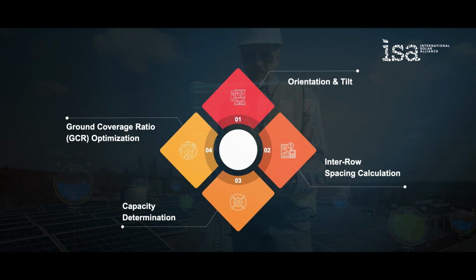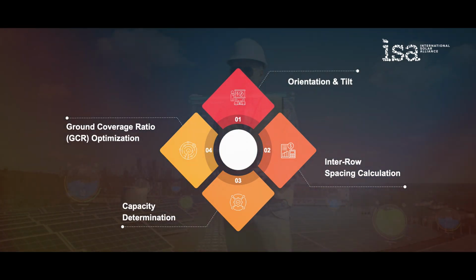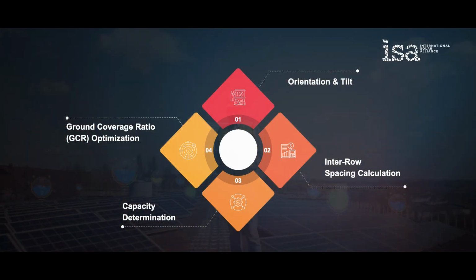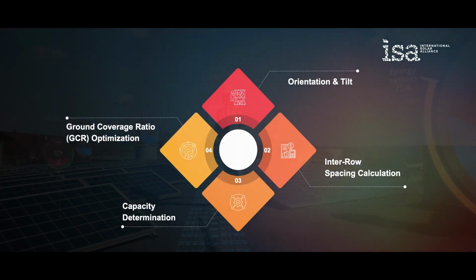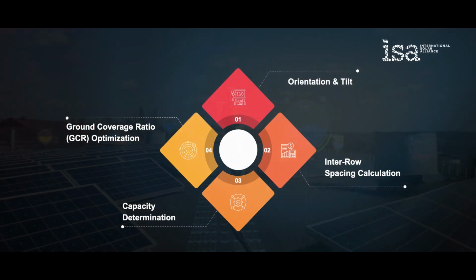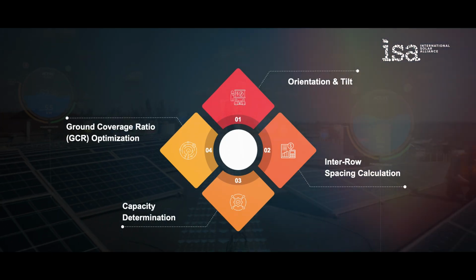Ground coverage ratio, GCR optimization. GCR is the ratio of panel area to total land area. Higher GCR increases capacity, but may reduce generation due to shading. Analysis identifies the optimal GCR to maximize performance.